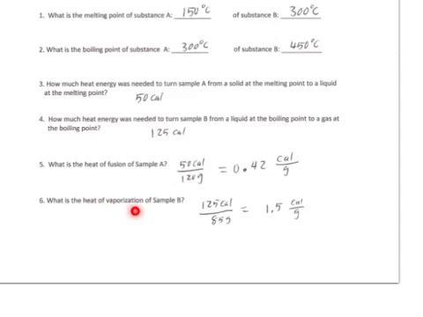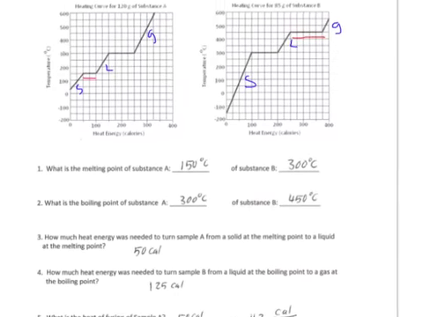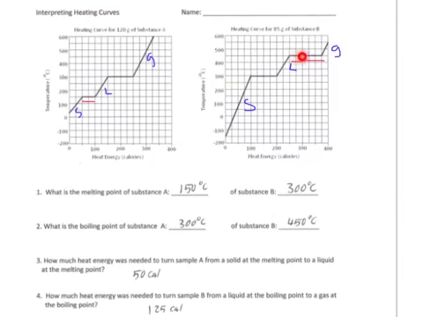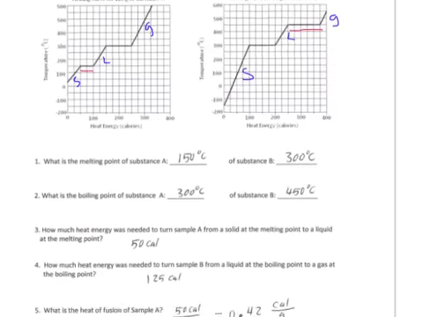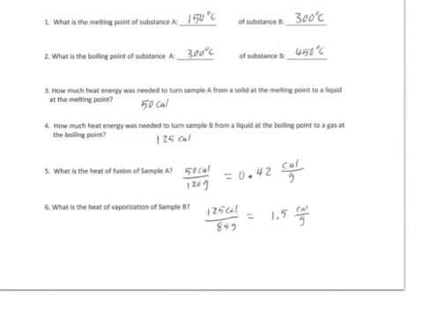Now we're going to do the same thing for the heat of vaporization, to see how much energy it takes to vaporize or boil each gram of sample B. We've already established for sample B that it takes 125 calories to get across here, but how many is that per gram? I have 85 grams in my sample. So I take this amount of energy and divide it by the number of grams. That's 125 calories, what it took to get across that plateau to boil the substance, divided by the mass of the sample, 85 grams, which gives me 1.5 calories per gram.